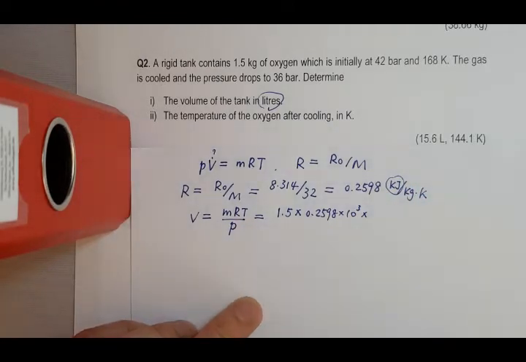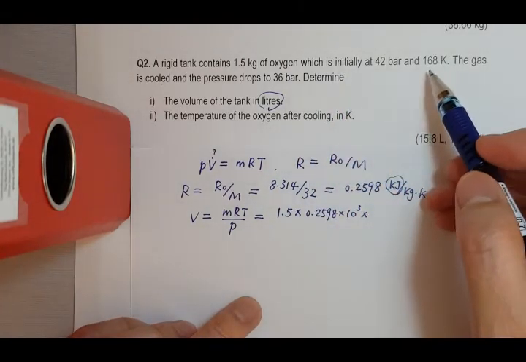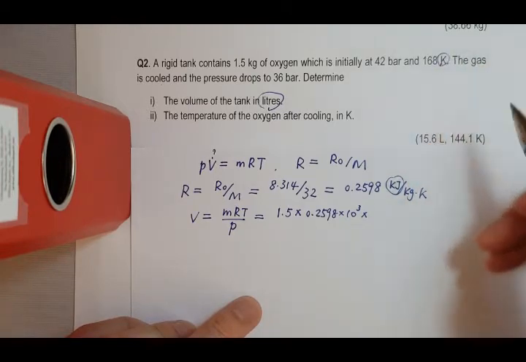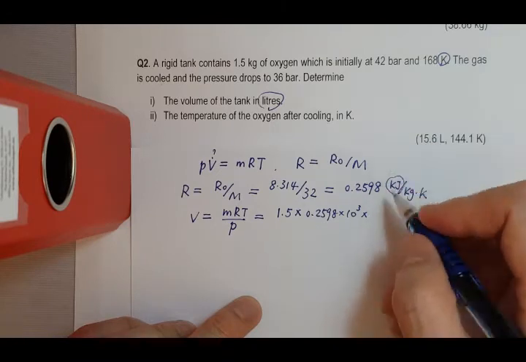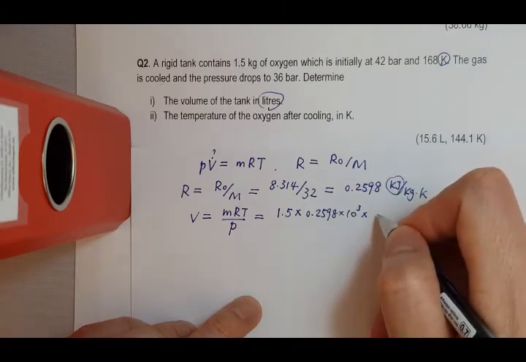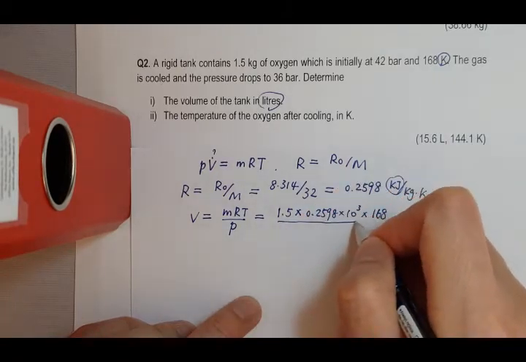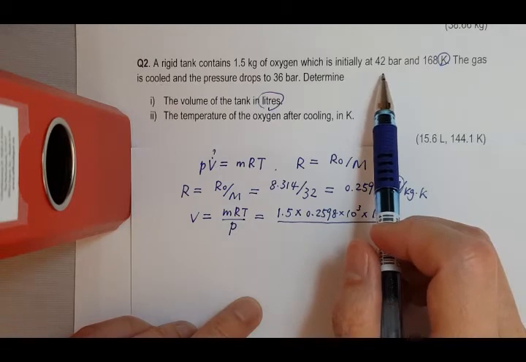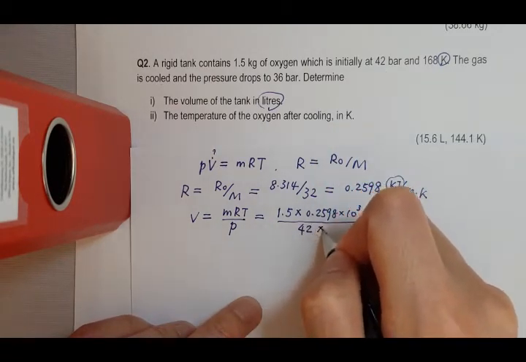T should be Kelvin temperature, so we check in the question. We know that the temperature is 168 Kelvin, so it's already in Kelvin and you can't add 273 to it. P is the pressure. The pressure is 42 bar, so again we need to convert that 42 bar to Pascal.